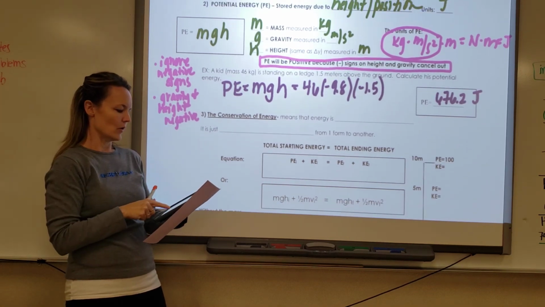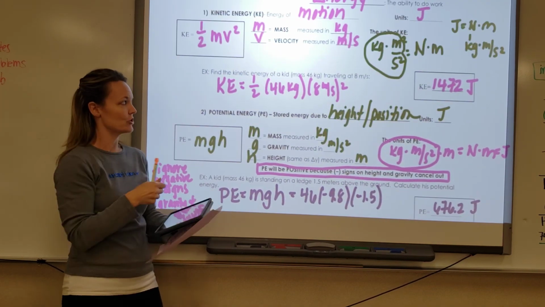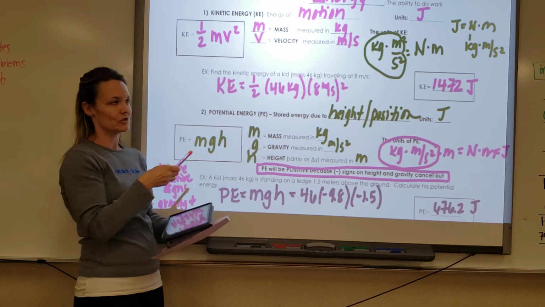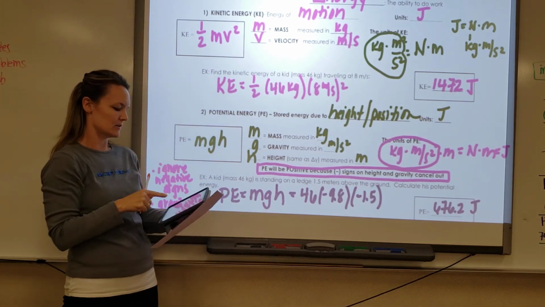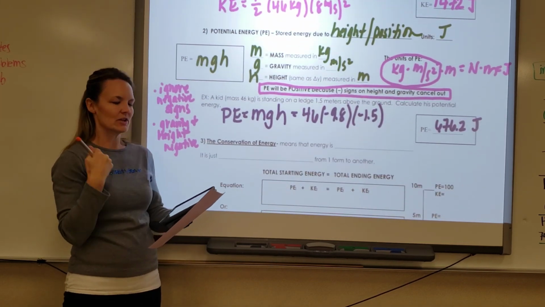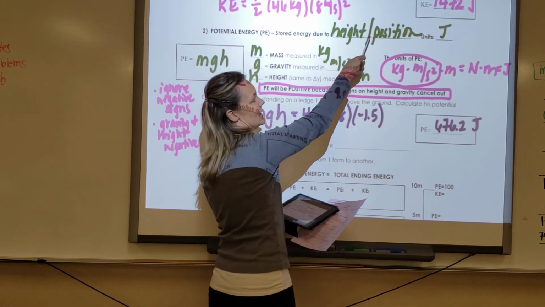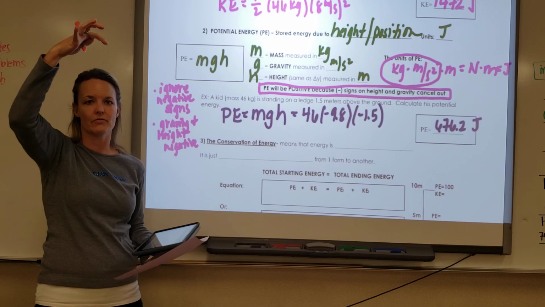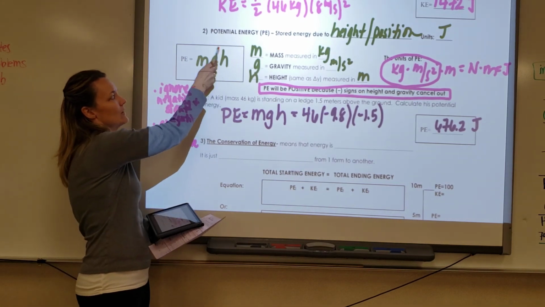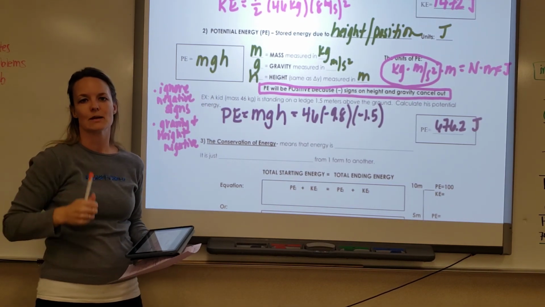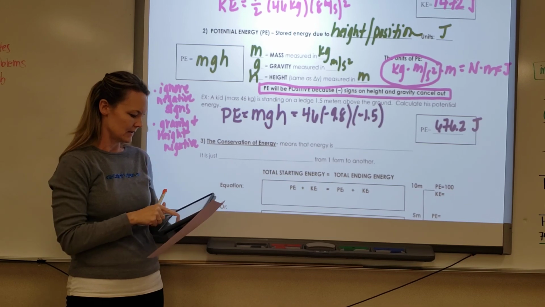All right, so kinetic energy, the energy of motion, you have to be moving to have kinetic energy, 1/2 mass times velocity squared. Potential energy, gravitational potential energy, is stored energy because of a height or a position, so you are lifted off the ground. In order to calculate that type of potential energy, you need to take mass times gravity times height.